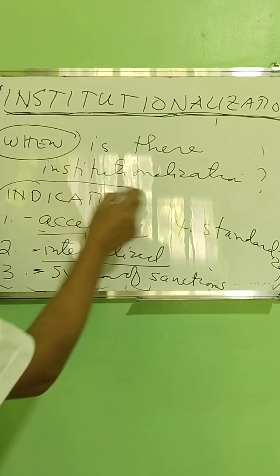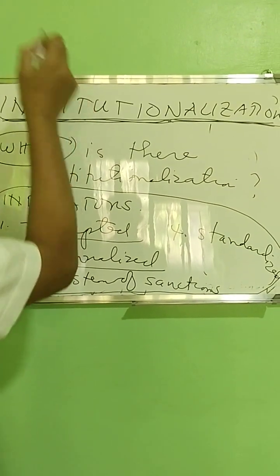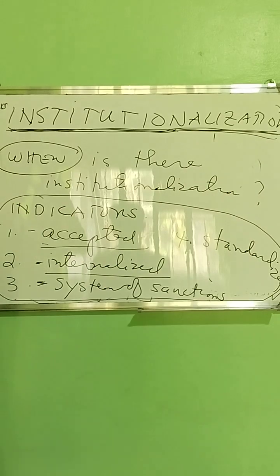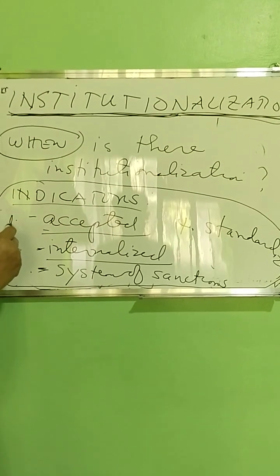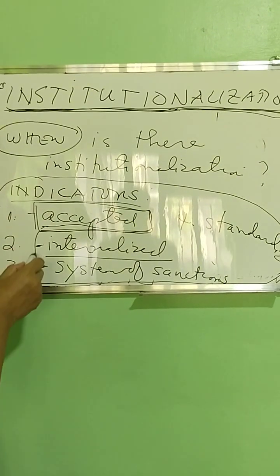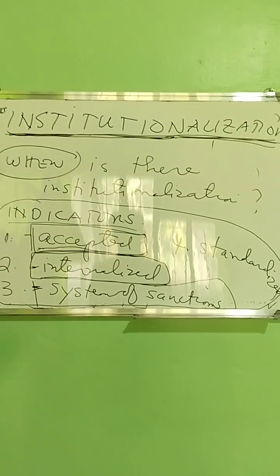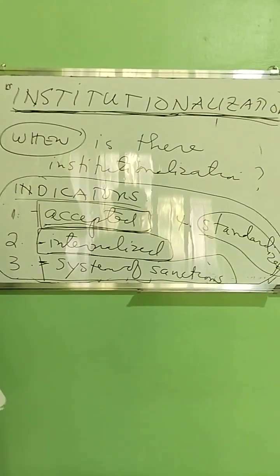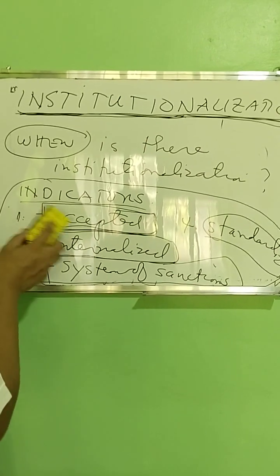If you could see all this being present in the organization or society, then it's not just most likely, but about 99.9% that those values and norms had already been institutionalized. So these are the indicators. Now, when do we say that there is institutionalization of values and norms? Again, when those values and norms had already been accepted by a great number of members in an organization or society, when they had been internalized by the same set of people, and then there is a system of sanctions or penalties, and those values and norms had been developed in such a way that they have been standardized, meaning there is already uniformity and consistency. Okay? Clear?